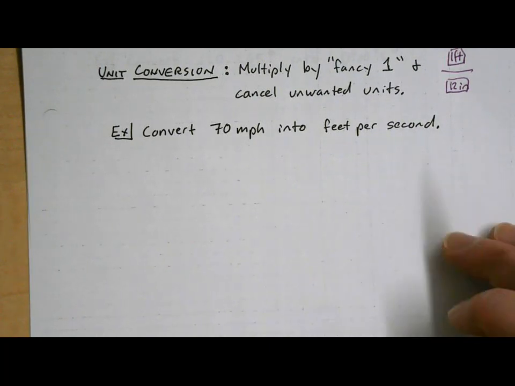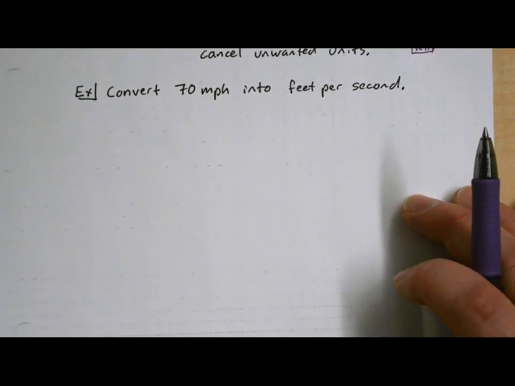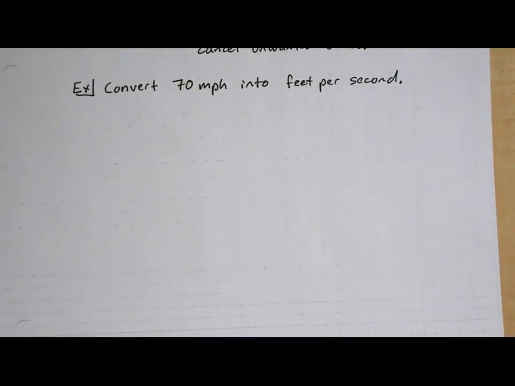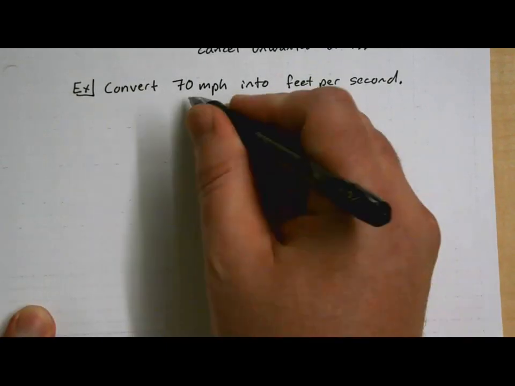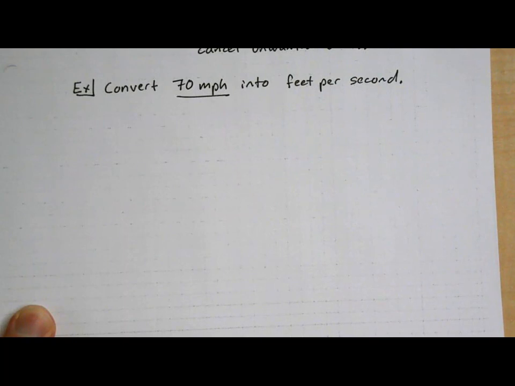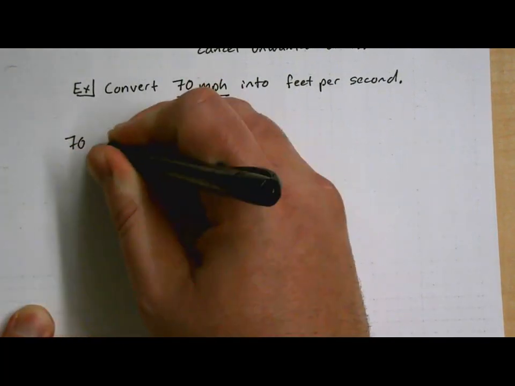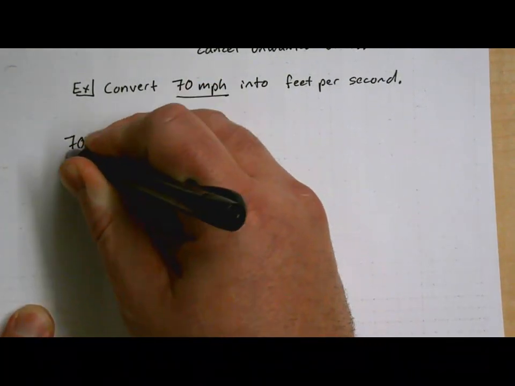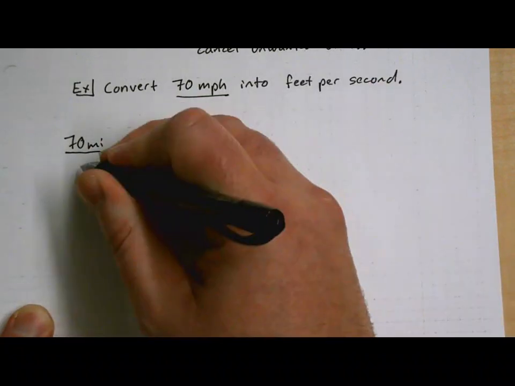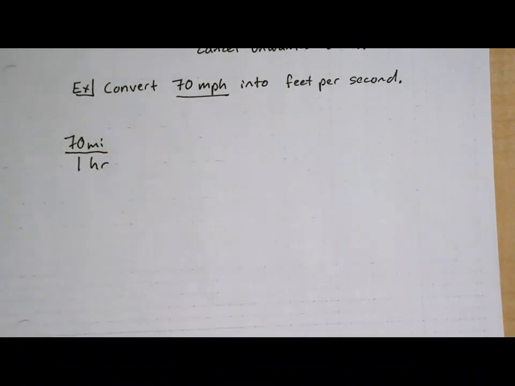All right? So our first example of the day, this will also serve as a public service announcement to you all, is we're going to convert 70 miles per hour into feet per second. So let me show you how I would go about this. So I'm going to start by creating a fraction out of my starting amount. I'm going to write this as 70 miles per 1 hour. That's what 70 miles per hour means, right? I'm going 70 miles every 1 hour.